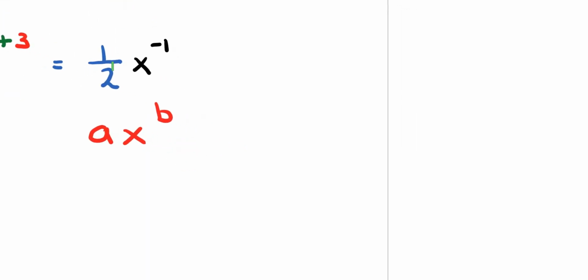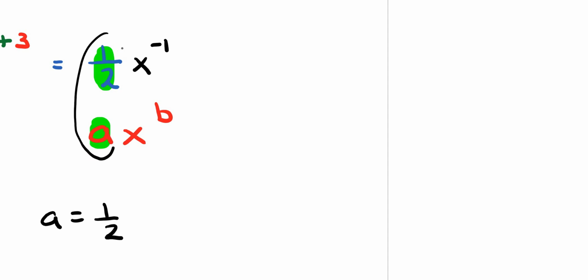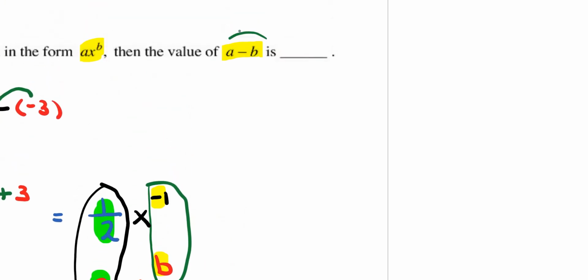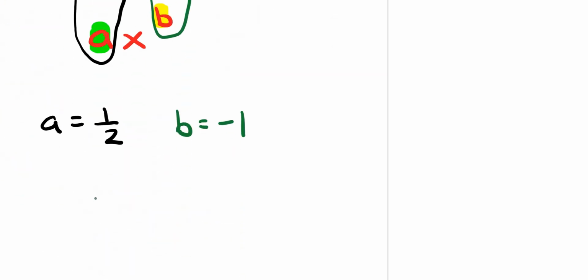Okay, perfect. So if I match up the letters with the numbers here, it looks like a is equal to 1/2, right? That's what a is. And it looks like b is going to be negative 1. So b equals negative 1. All right, and then finally the question is, what is a minus b?